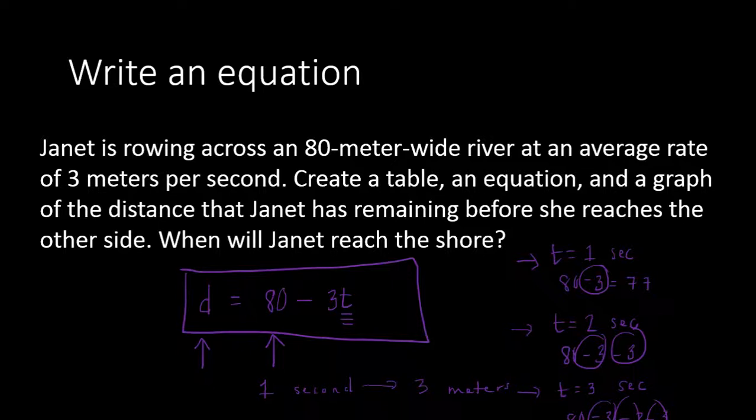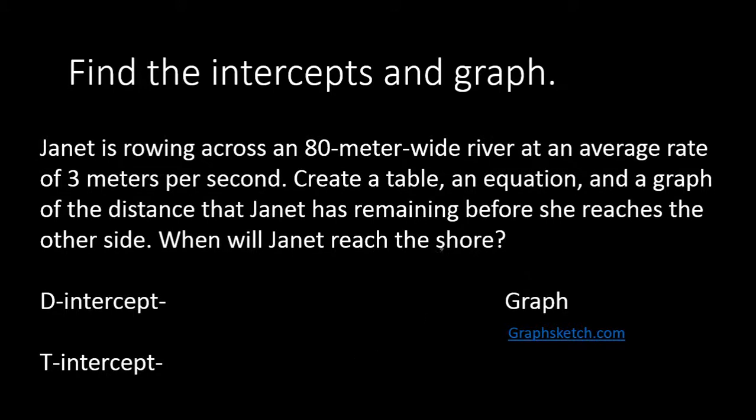So we've done a table, we've done an equation. What about finding the intercepts in the graph? Well, let's write our equation. We know the distance is equal to 80 minus 3 times t. So there are 2 intercepts we need to find here, the d-intercept and the t-intercept. This is no different than finding an x and a y-intercept, right?